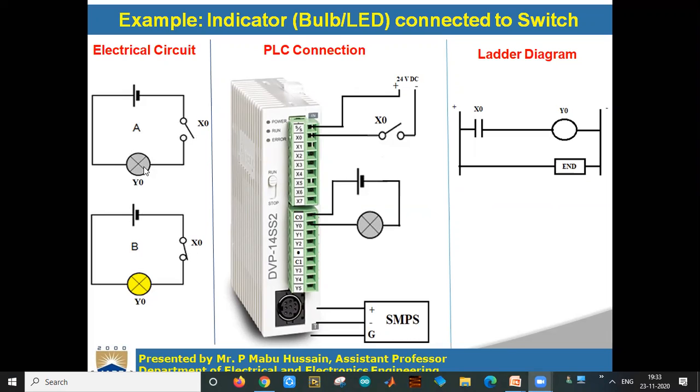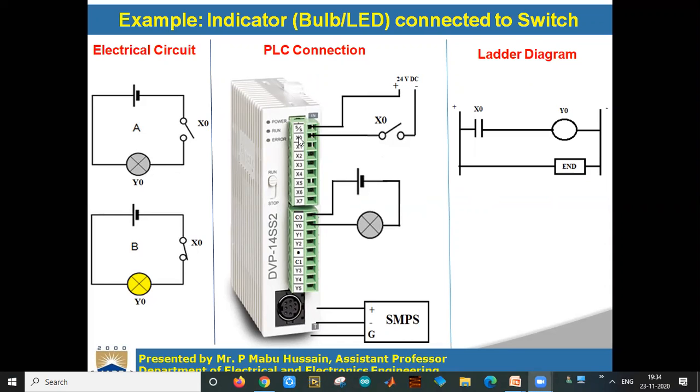Okay, first thing you have to do, you have to separate inputs and outputs. Inputs will be connected to input terminals, outputs will be connected to output terminals. Okay, see here the PLC connection. So PLC connection, as I said before while discussing the electrical specifications of the PLC, this X0 pin will be connected to 24 volts DC.